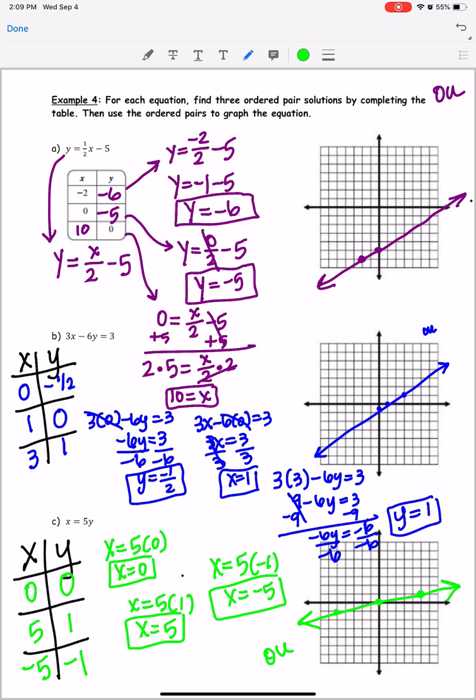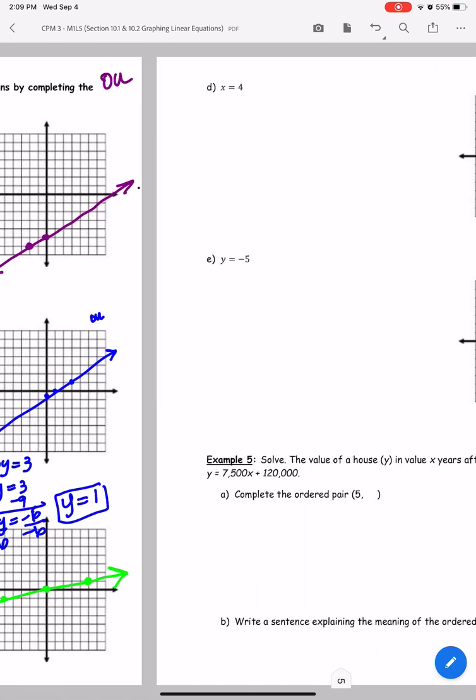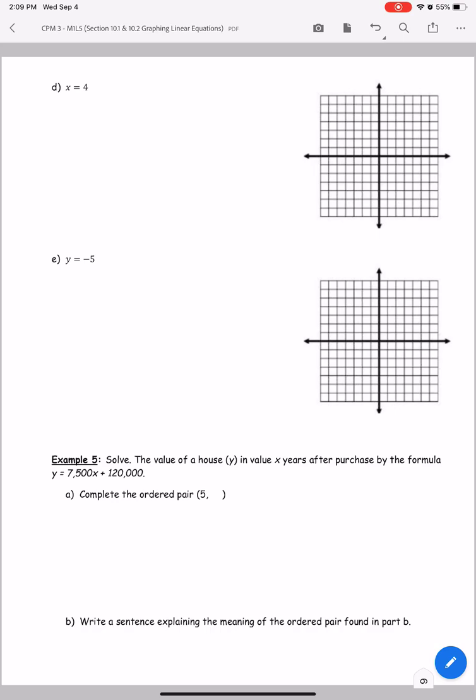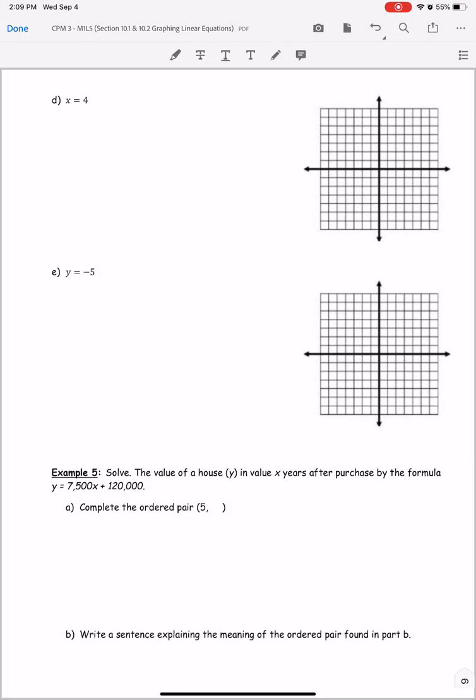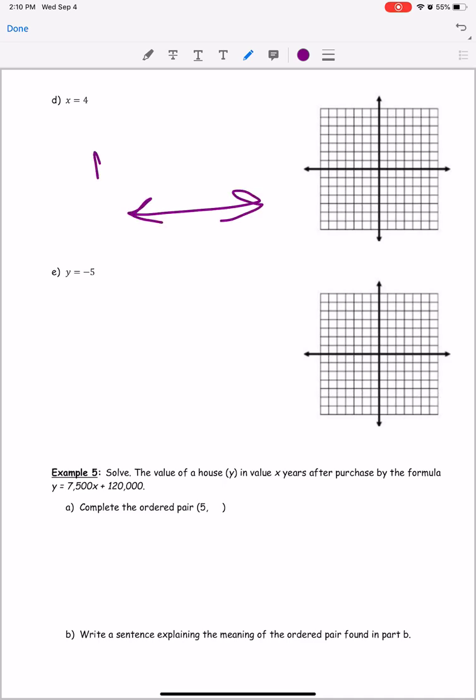All right, and now our very last page here. You got X equals 4 and Y equals -1. These are the easiest ones ever. When you only have one variable, it is either a horizontal line or a vertical line. It's not diagonal in either way. Still make your chart.